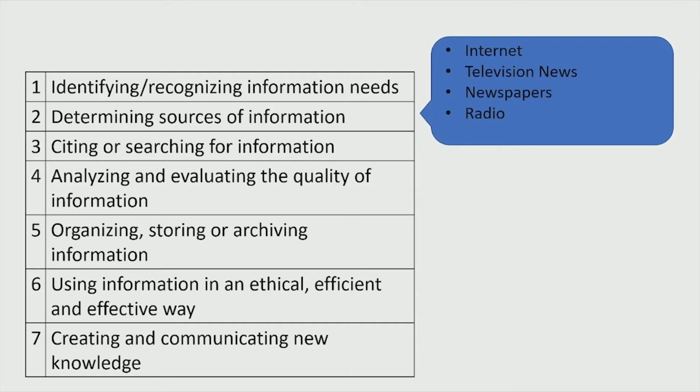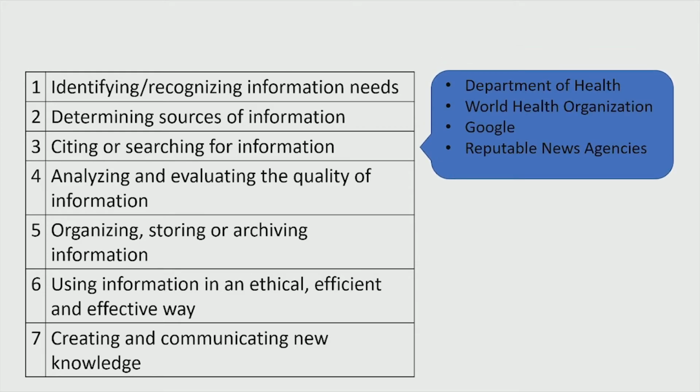You are presented with the examples such as internet, television news, newspaper, and radio. You decide that internet is the best option for you. So, you go down to the next level, citing or searching for information. For the appropriate topic, you might consider going to Department of Health, even World Health Organization. You might go to Google, but you need to filter out if the information that you are looking for is reliable and from reputable news agencies.